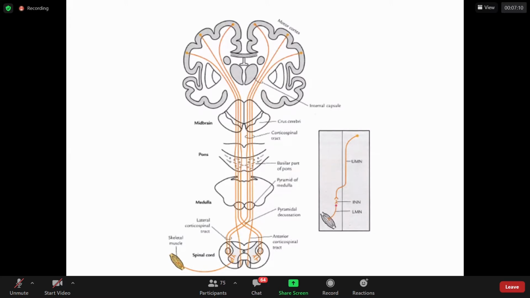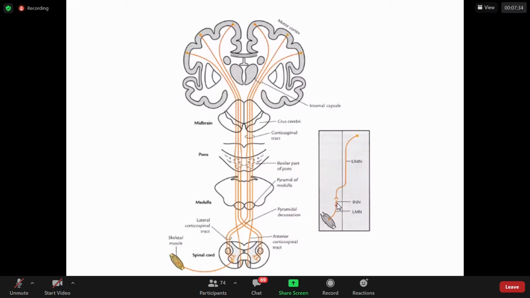Now you can see we are calling the pyramidal cells of the cerebral cortex the upper motor neuron, and the anterior horn cells of the spinal cord the lower motor neuron. And in between, there is another group of small neurons, or interneurons, that are all Golgi type 2.